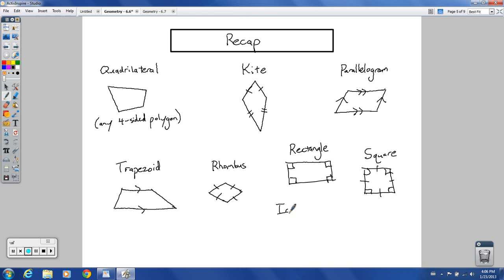And then I can't leave out our good friend Isosceles Trapezoid. Let me make that S a little better. Isosceles Trapezoid. So what's special about an Isosceles Trapezoid? It is both a trapezoid, so it has one pair of parallel sides, and the legs are also congruent. So this is congruent to that, and that would be parallel to that.